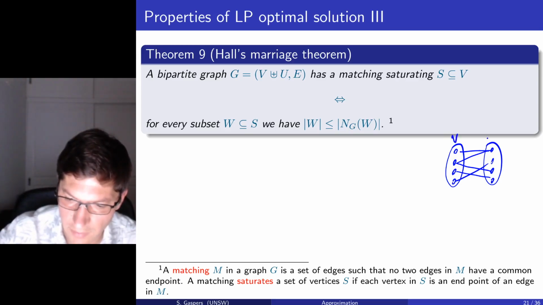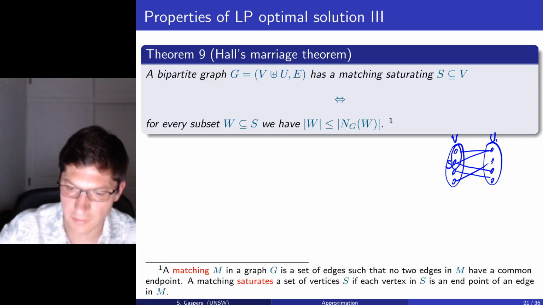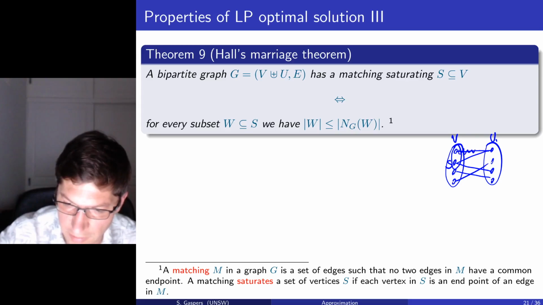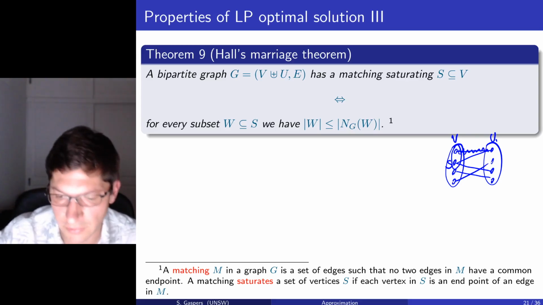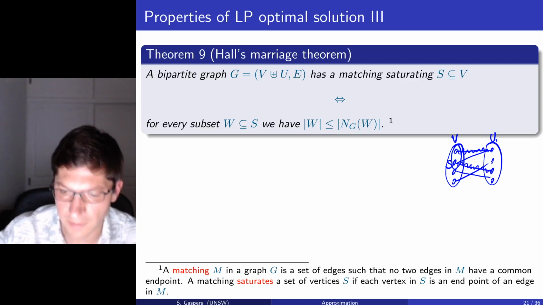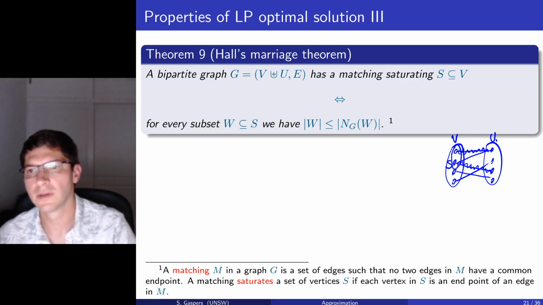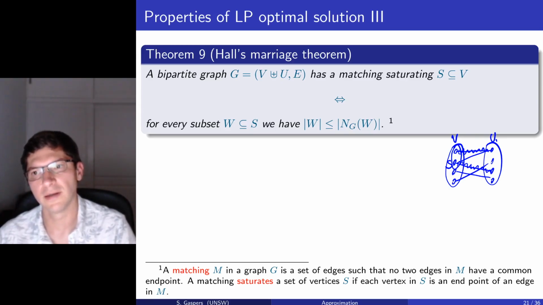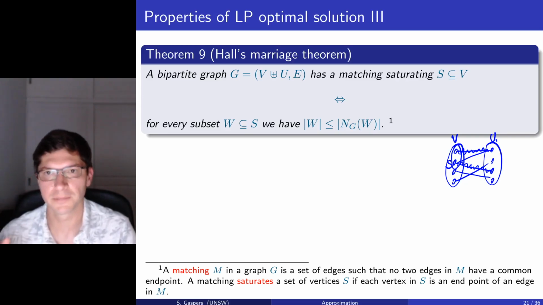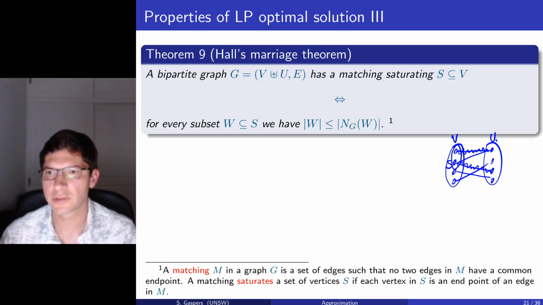So here we have V and U, and let's say S is a vertex set, and now there's a matching that saturates S. A matching is a set of edges in the graph that don't share any endpoints, and it saturates S if each vertex from S is incident to an edge of the matching. So we have such a matching if and only if for every subset of S we have that the subset is smaller or equal than the size of its neighborhood.